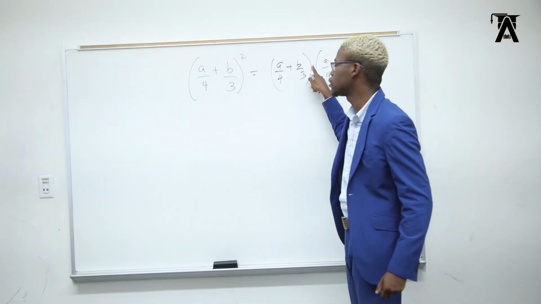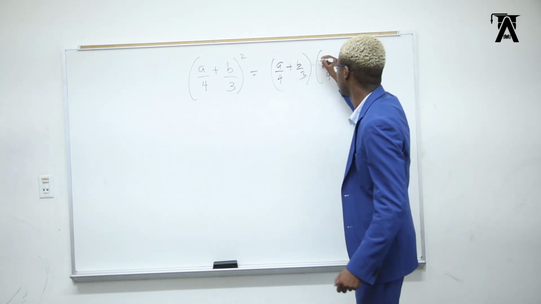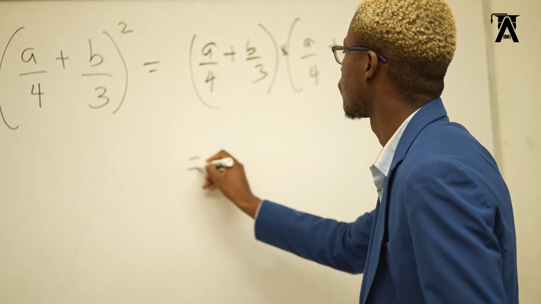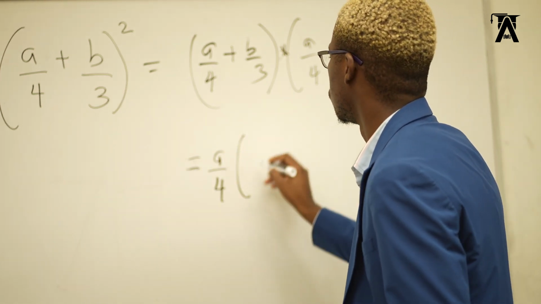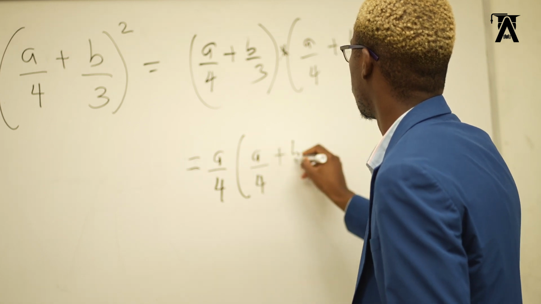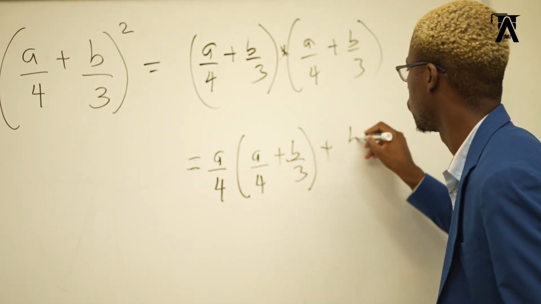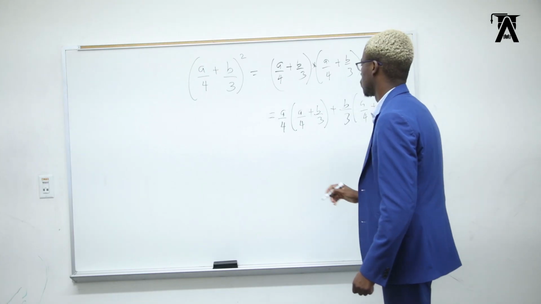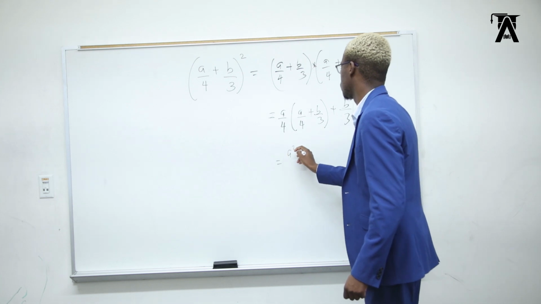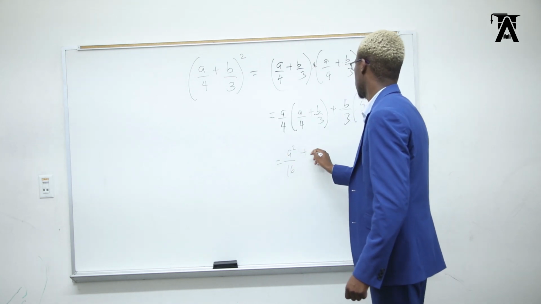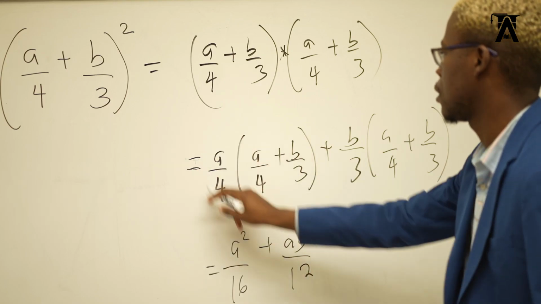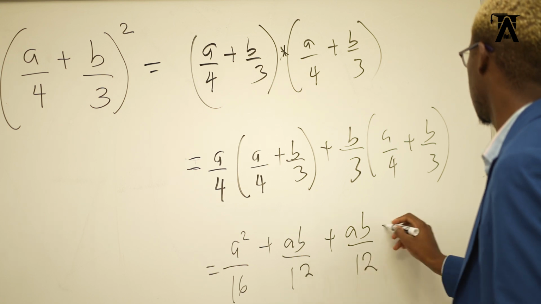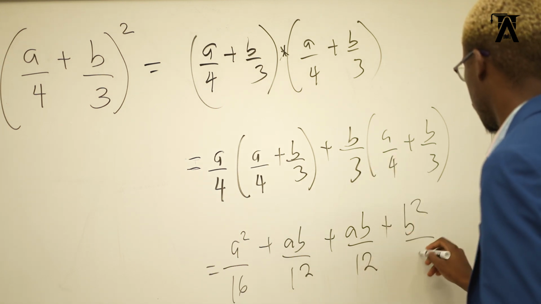Now take note that this dot means multiplication. All right, so maybe I should just do multiplication like this. All right, so then we have a/4 multiplied by a/4 plus b/3, plus b/3 times a/4 plus b/3. Right, now this is a squared divided by 16 plus ab divided by 12. That's a/4 times b/3, plus we have the same thing repeated here again, plus b squared over 9.